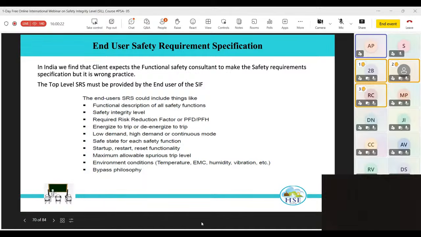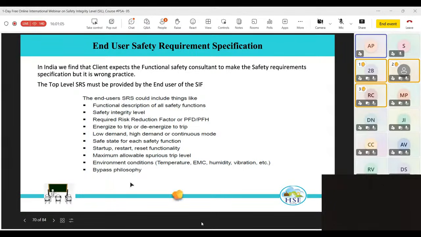Then the maximum allowable spurious trip level, that you need to define. This is a very important thing. Till now we have been talking only about safety, safety, safety. But for the user or the owner of the corporate entity, it is more important to run the plant, because only then can they achieve their operating factor and make money out of that plant. So they define that the spurious trip level should be not more than once in 10 years, something like that. That is the kind of thing we should obtain from the corporate entities.